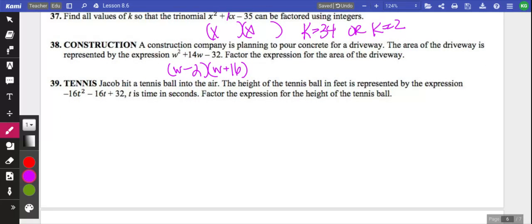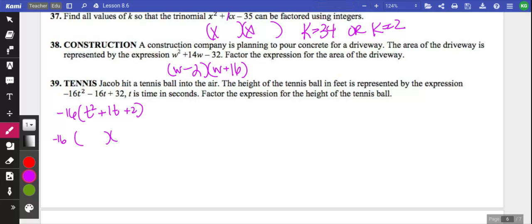Jacob hit his tennis ball into the air. The height of the tennis ball in feet is represented by the expression negative 16t squared minus 16t plus 32. And I can tell it has the greatest common factor of negative 16, which will leave me with t squared plus 1t plus 2.